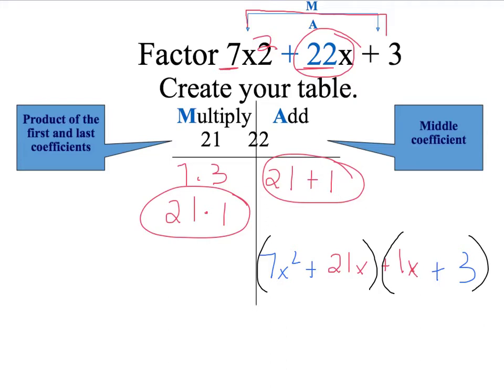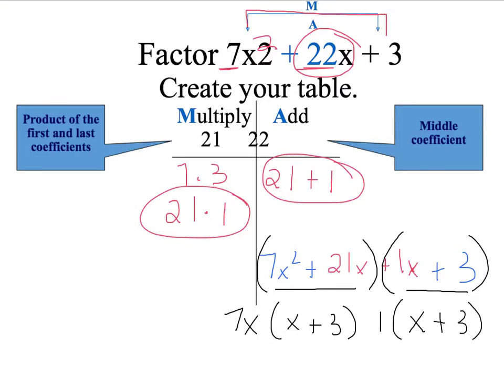Okay, so now I want to think about, well, what can I factor out of the first term? I can factor out a 7 and an x. So what's left is x plus 3. Okay, you can double check. 7 times x, yep, that's 7x squared, and 7x times 3 is 21x, okay? So the only thing that I can factor out of this right here that I see is just the 1, okay? So it stays the same, x plus 3. You have to factor out something.